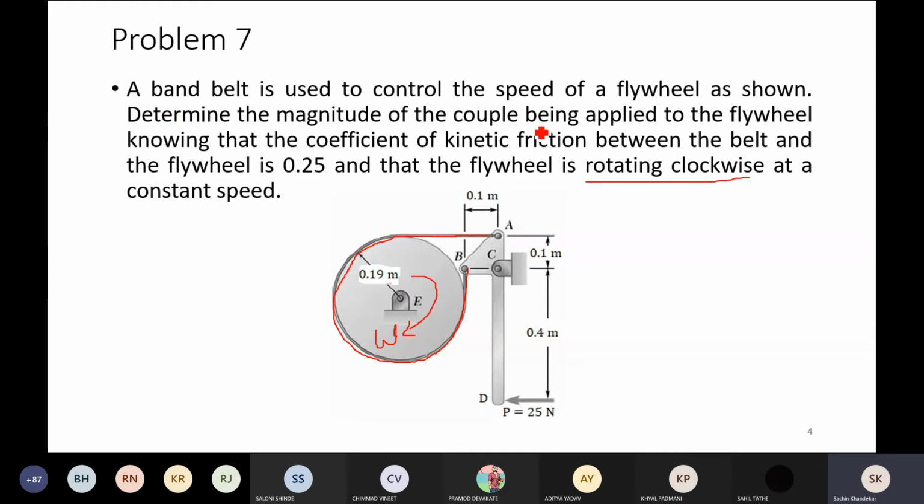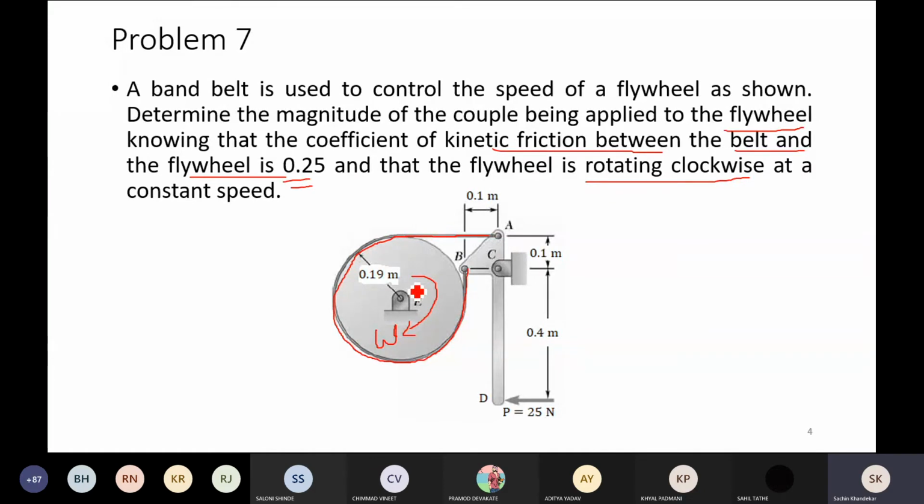Determine the magnitude of the couple being applied to the flywheel, knowing that the coefficient of kinetic friction between the belt and the flywheel is 0.25. Now, why is it given kinetic friction? Because the wheel is in motion while the belt is at rest. Please note that. So the wheel is in motion, so we have to use the coefficient of kinetic friction, right? So it is not an impending motion case. In case of an impending motion case, mu will be mu s.